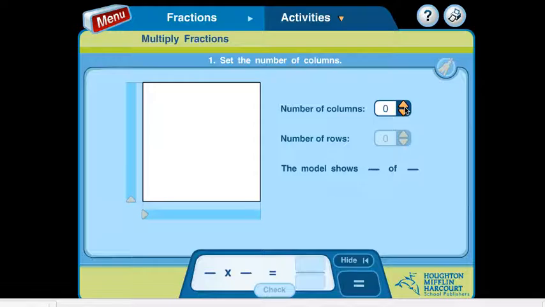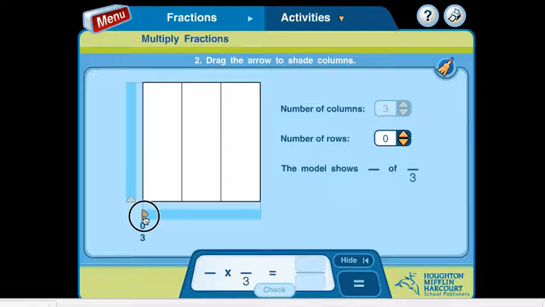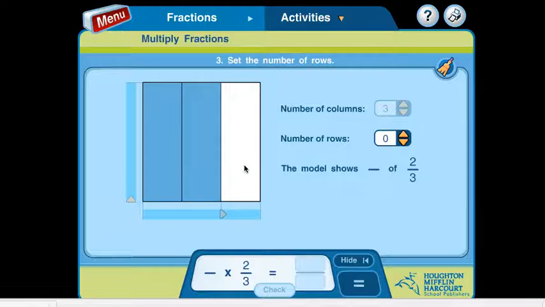to be telling me the number of columns that I need. Well, if I'm going to have 2/3, I need at least 3 columns so that I could have my 2 right up here on top of my denominator of 3. Now, I can slide over my bar to show 1/3, 2/3. So I know that I have 2/3 shaded of my model.